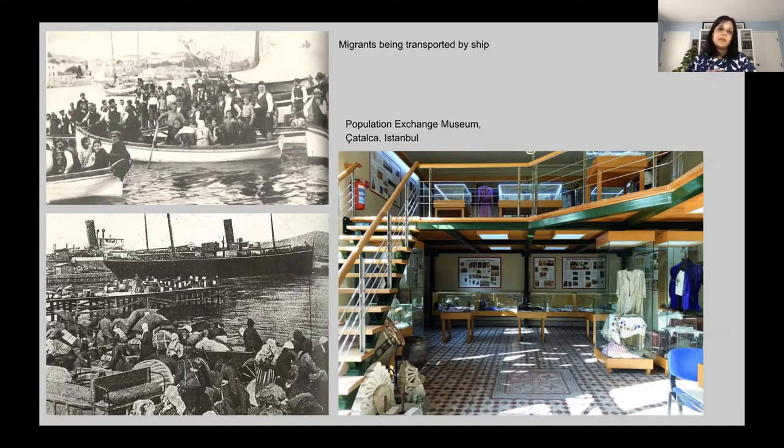And you can also see that there is a difference between what could be taken with them and what could not be taken with them. So on the journeys on the left, these boats are crammed with people and only with the movable goods at the time. But their houses, their places of worship, their shops, all the things that were not movable were liquidated by each country and then redistributed to the incoming migrants from the population exchange. So her paper is really about the traumas and the collective memories that were generated from that partition.